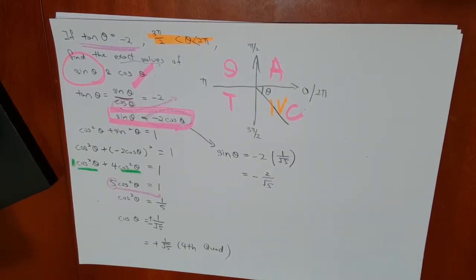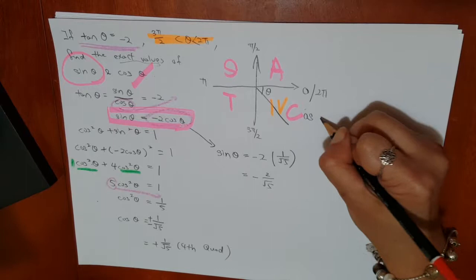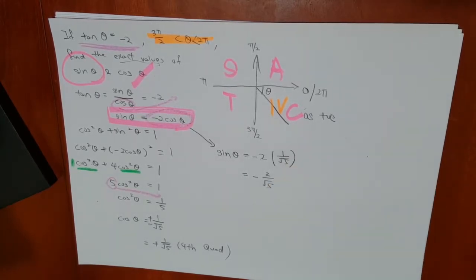So does it make sense that sine is negative? Yes, it does, because this is the 4th quadrant and only cos is positive. This is a sine, and therefore it makes sense that this is negative.